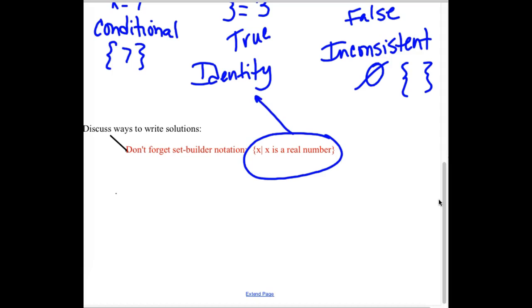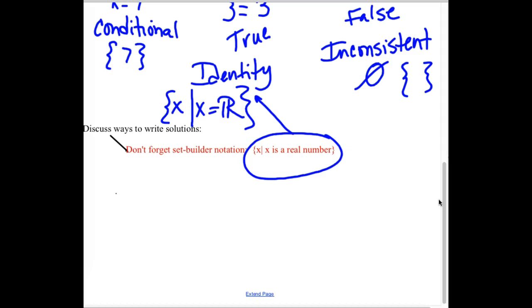Now, I don't have to write out "is a real number." I can do this. X such that. That's what that bar means, okay? X such that x equals a real number. We use that capital R to represent the set of real numbers.